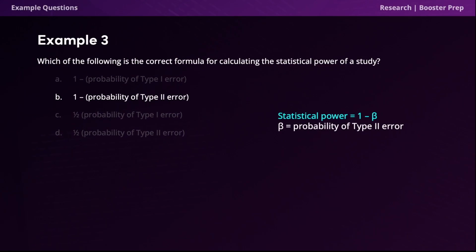So recall that the formula for calculating the statistical power of a study is 1 minus beta, where beta is the probability of a type 2 error. This makes answer choice B the correct answer for this question.